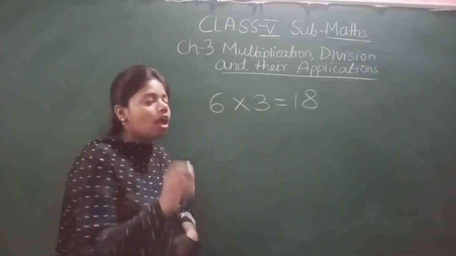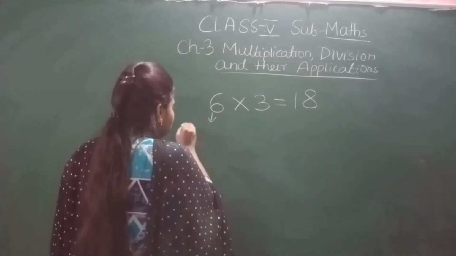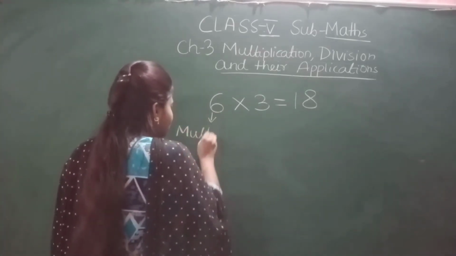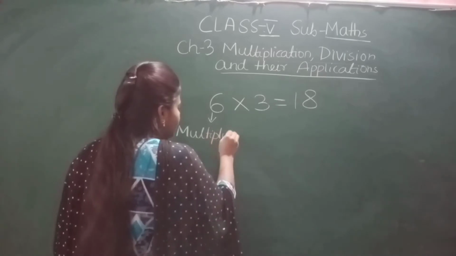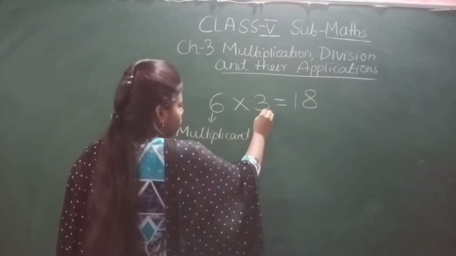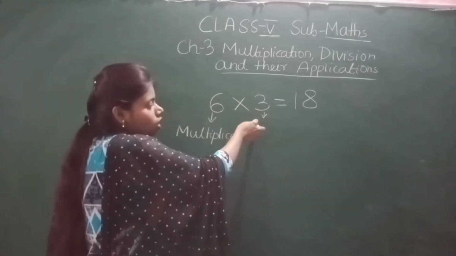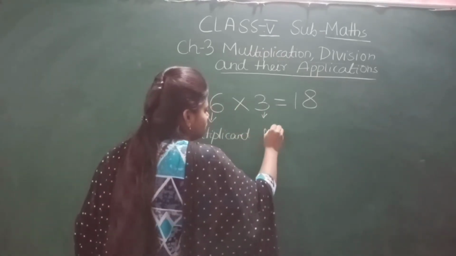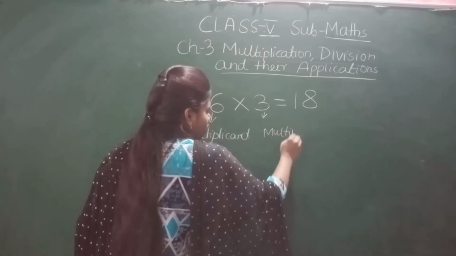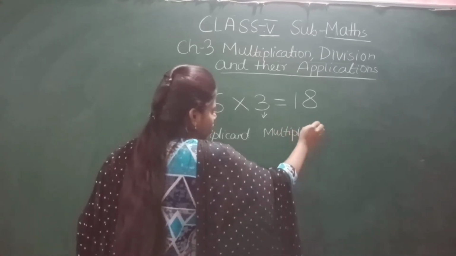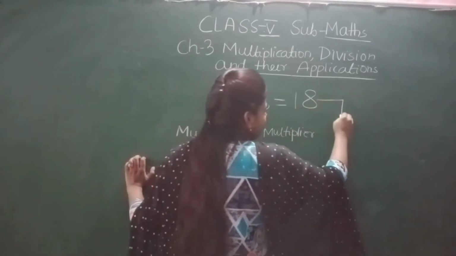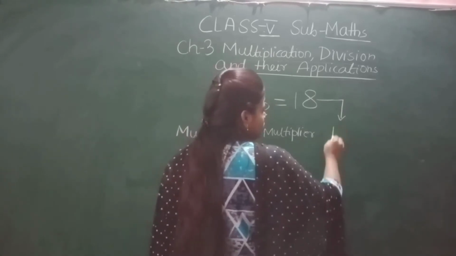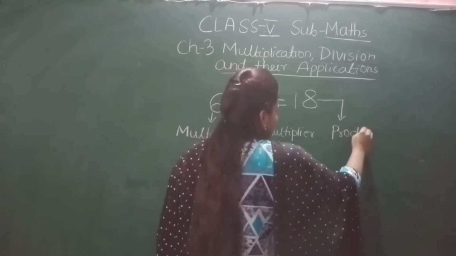So we call this multiplicand. And what do we call a number which gets multiplied with the multiplicand? We call this the multiplier. And what do we call the result, the answer we get? Product.